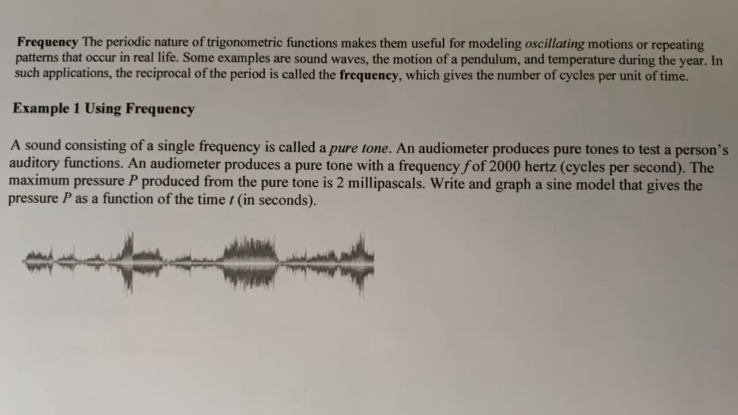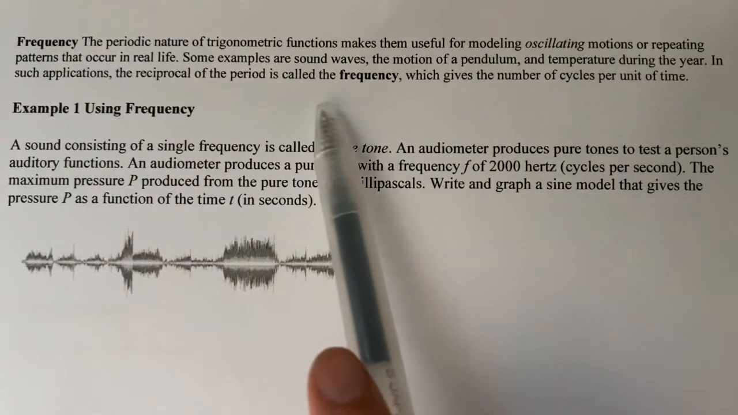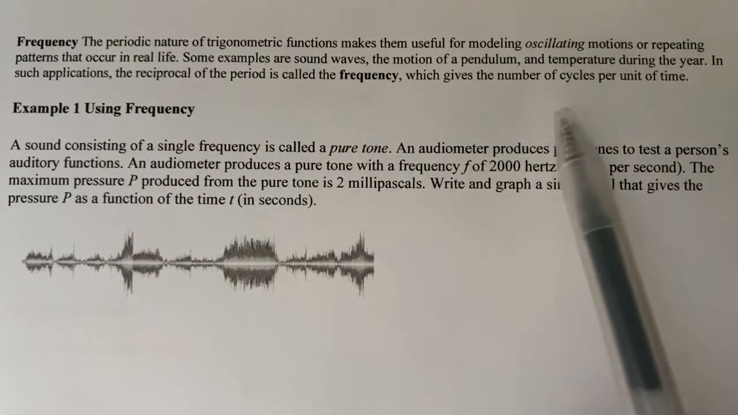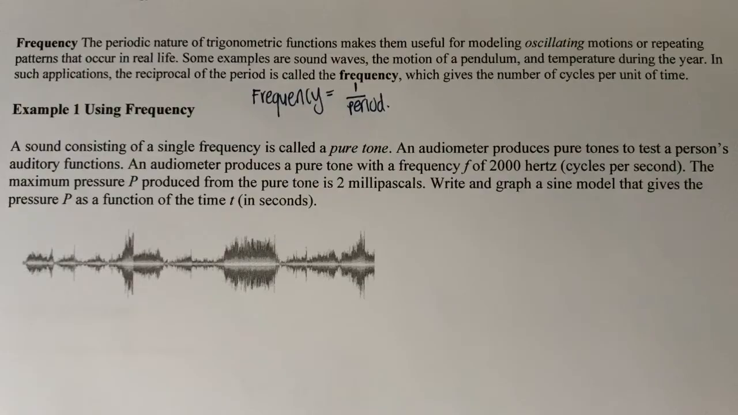Because trigonometric functions have a periodic nature, they are useful for modeling oscillating motions or repeating patterns that occur in real life, and some examples of that are sine waves, the motion of a pendulum, and the temperature during the year. Frequency is the reciprocal of the period, and that gives us the number of cycles per unit of time. A sound consists of a single frequency. It's called a pure tone. An audiometer produces pure tones to test a person's auditory functions.